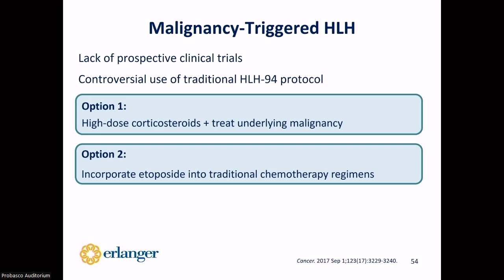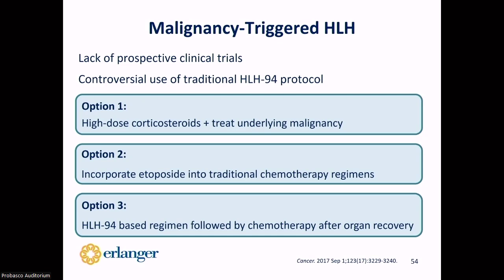So an example that I have is we said that malignancy triggered is oftentimes associated with lymphoma. So for non-Hodgkin's lymphoma, there's already an approved treatment regimen called R-EPOCH. The E stands for etoposide. So going out of your way to choose treatment regimens that have etoposide already incorporated. And then finally, what you could do is give your HLH94 protocol, hope their counts recover so that you have enough time to actually treat them for their malignancy as well.